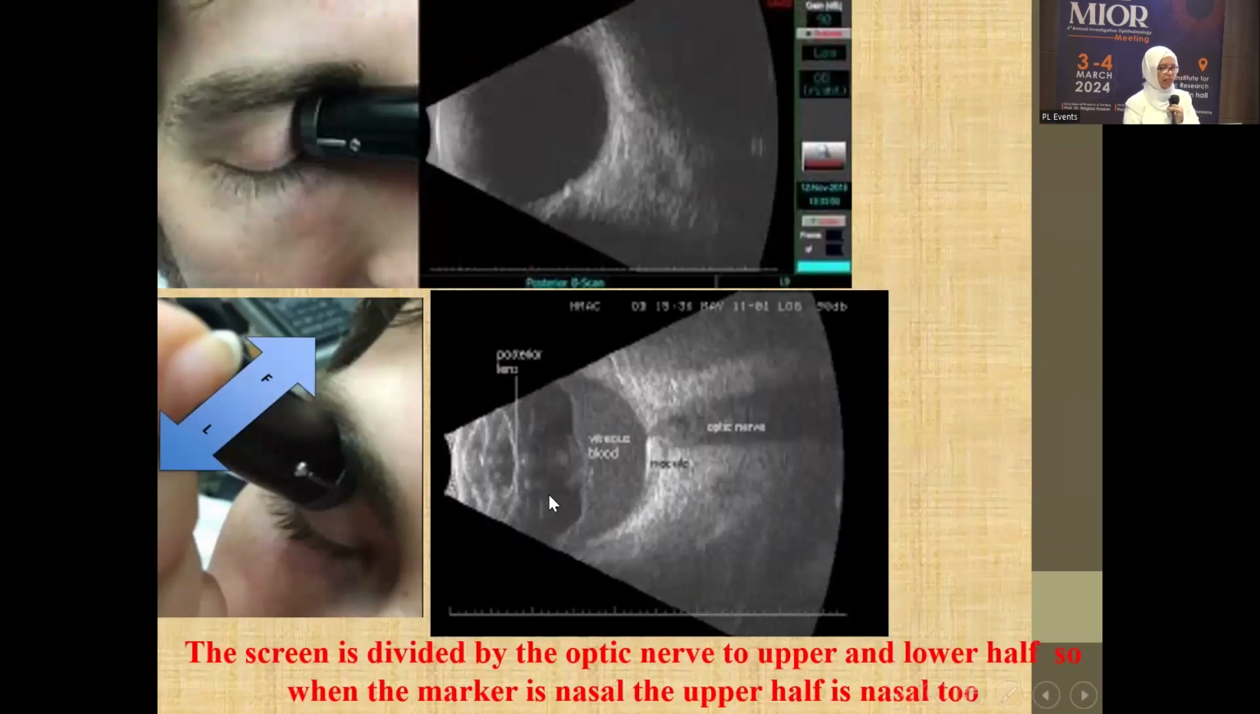This is an axial position. You can see the lens. You can see the optic nerve. Also, it is an axial nasal, so the upper half of the screen, what is above the optic nerve is nasal, and what is below the optic nerve is temporal, so the macula is here. Okay? This screen is divided by the optic nerve into upper and lower half. When the marker is nasal, the upper half is nasal too.